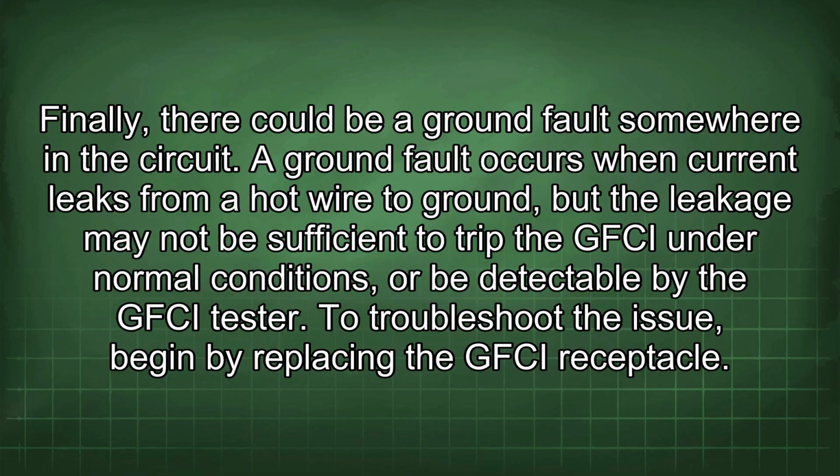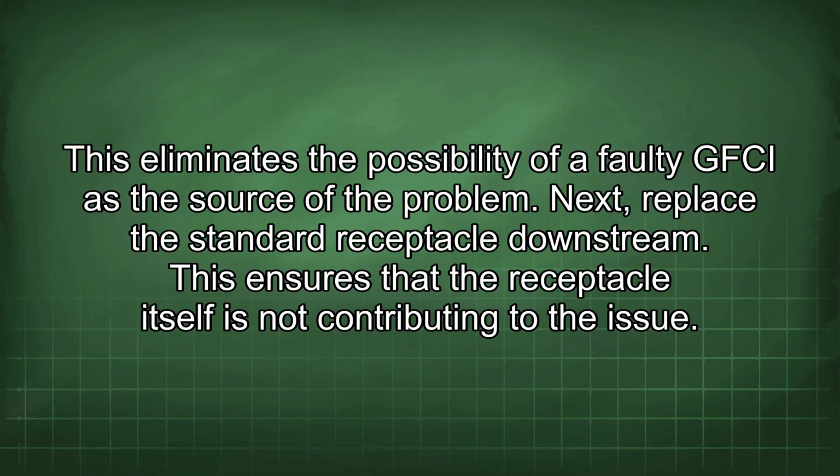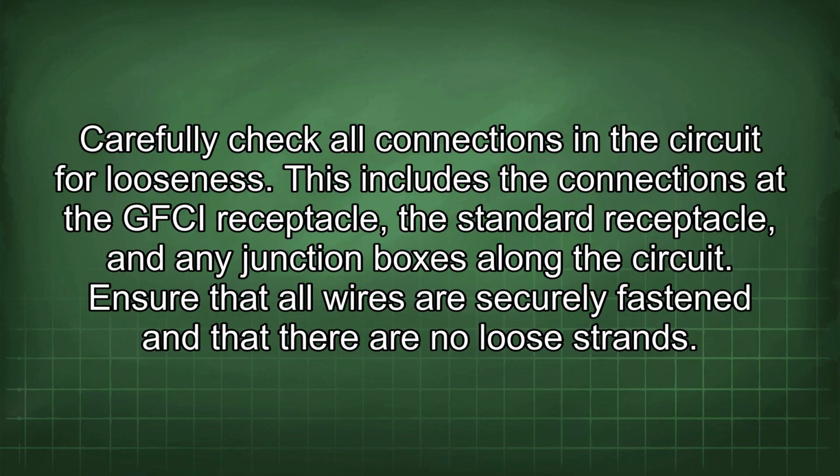To troubleshoot the issue, begin by replacing the GFCI receptacle. This eliminates the possibility of a faulty GFCI as the source of the problem. Next, replace the standard receptacle downstream. This ensures that the receptacle itself is not contributing to the issue. Carefully check all connections in the circuit for looseness. This includes the connections at the GFCI receptacle, the standard receptacle, and any junction boxes along the circuit. Ensure that all wires are securely fastened and that there are no loose strands.